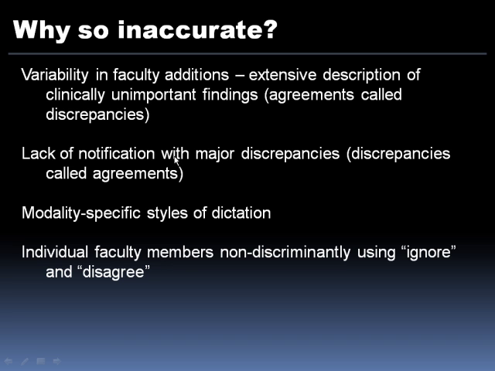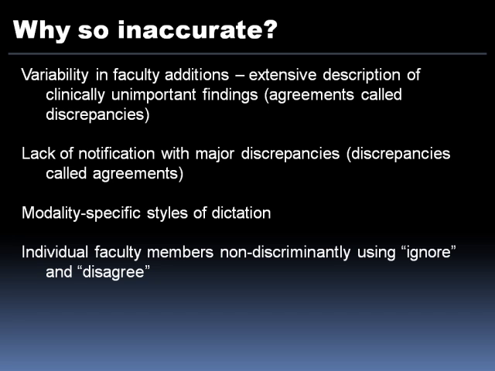Other things that mucked with the formula is when there was a major discrepancy, but the faculty member didn't call anyone to tell them. So that led to disagreements being called agreements. Then there are modality-specific styles of dictation, and then for some reason there was some change in the style of dictation. I think some faculty became more in love with disagree and started to use that much more frequently. So for example, there'd be an abdominal film where they would disagree that the NG tube was in the fundus and say that it was in the antrum. There's no need to do that sort of thing, but it does mess up the formula.